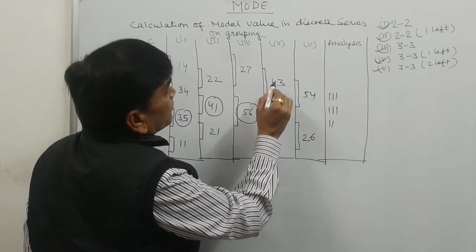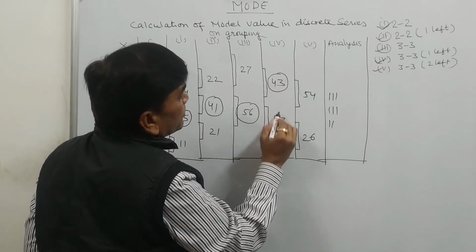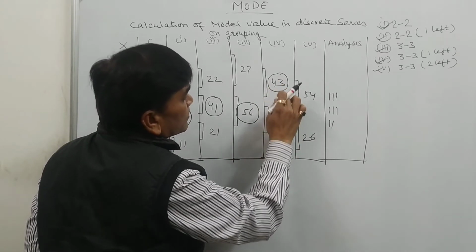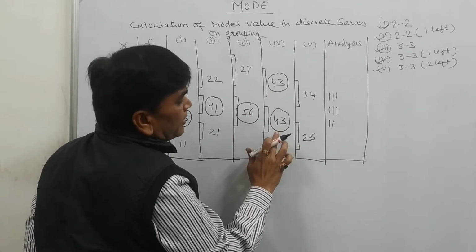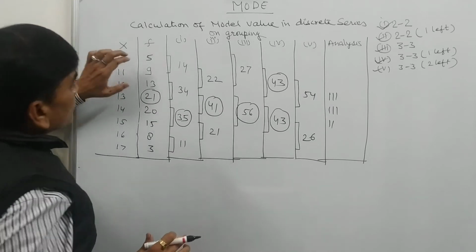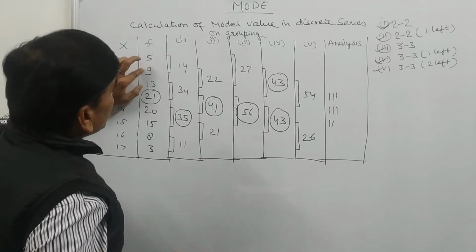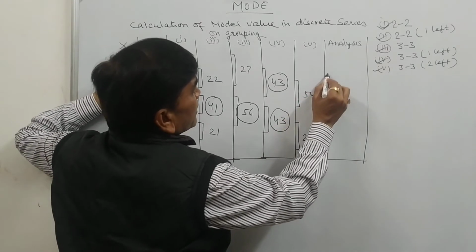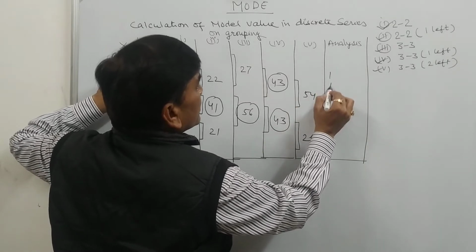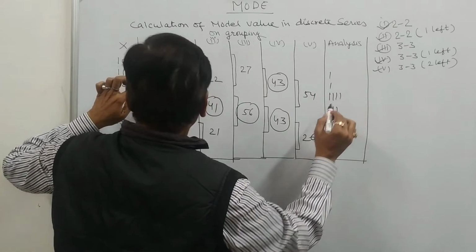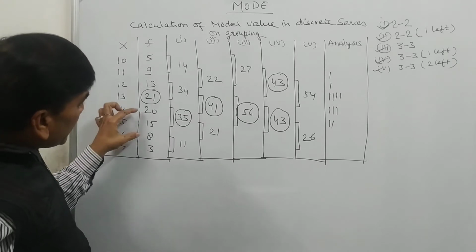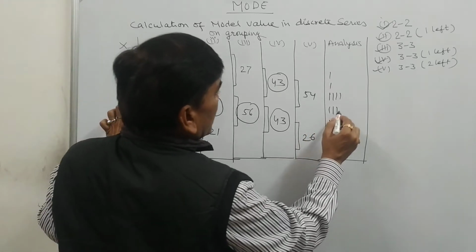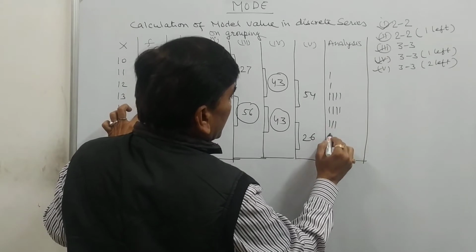In the fourth, we are getting an equal number, so we have to take tally marks for this also and this also. We have to put 3 tally marks for this 43 and 3 tally marks for this 43. The first 43 is the addition of 9, 13 and 21, so we have 1 tally mark in front of 9, 13 and 21. The second 43 is the addition of 20, 15 and 8, so we have tally marks on 20, 15 and 8.